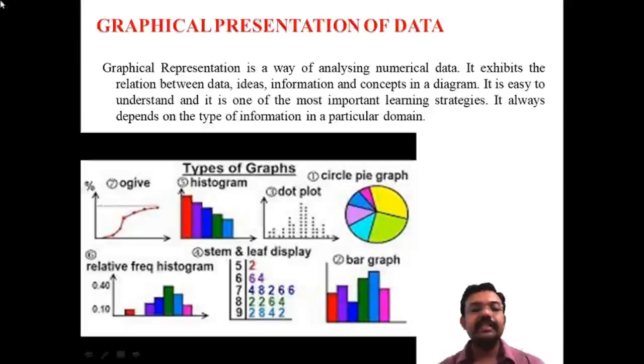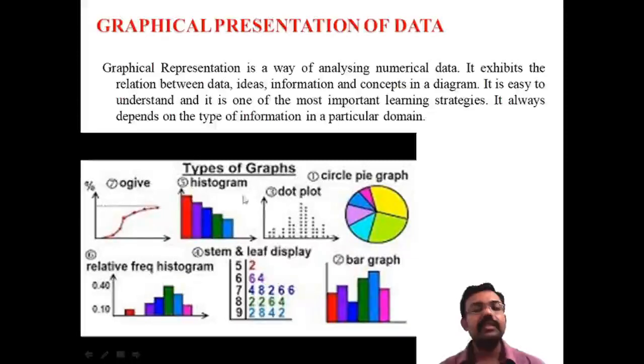So let's look at this diagram. We can see a lot of graphs like charts, a histogram, the dot plot, the circle graph, and the relative frequency histograms. These are the histograms. This is related to the stem and leaf arrangement. There's a bar graph.